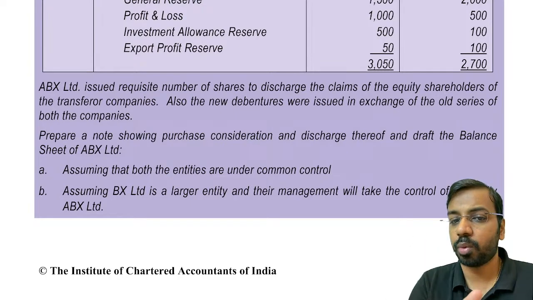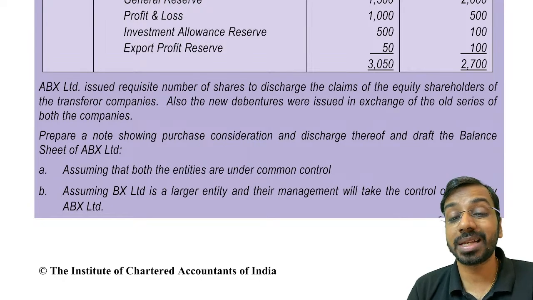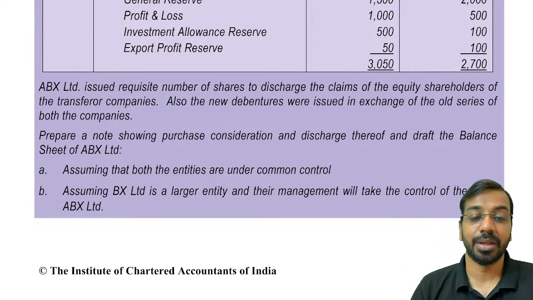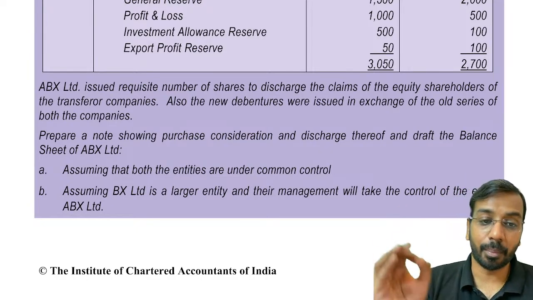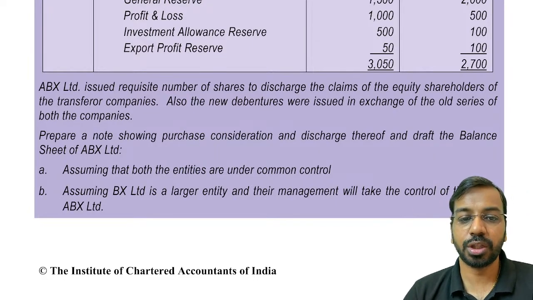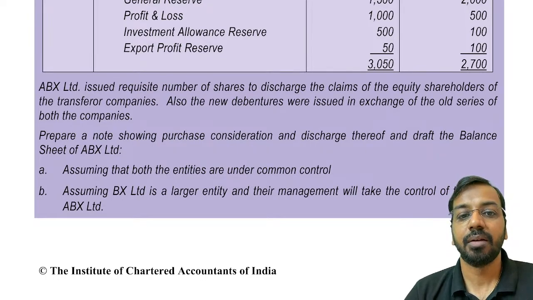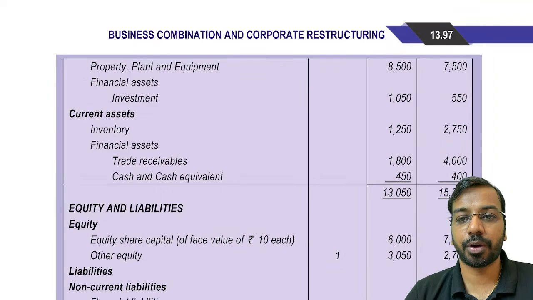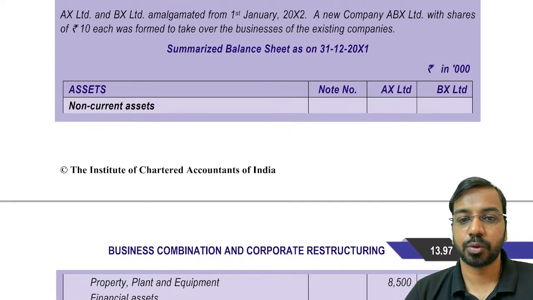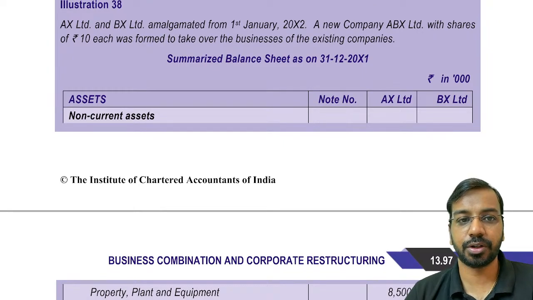In that case, what will happen? BX will be doing something called reverse acquisition accounting. Actually, ABX is issuing shares, but BX will be doing the accounting for this, right? So this is one question, pretty simple if you ask me, but very, very important from the examination point of view as well. So let me just take a screenshot so that I don't need to come back again in Excel.